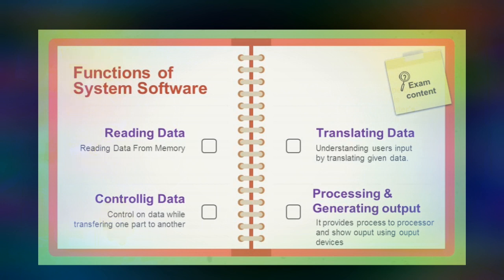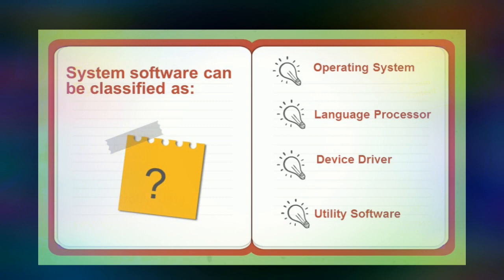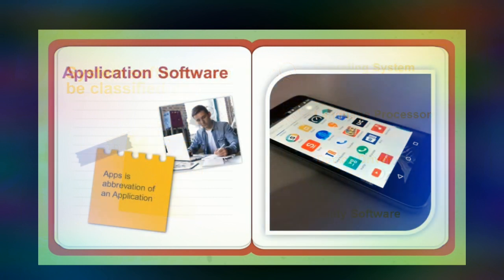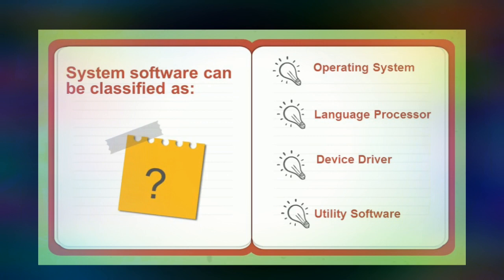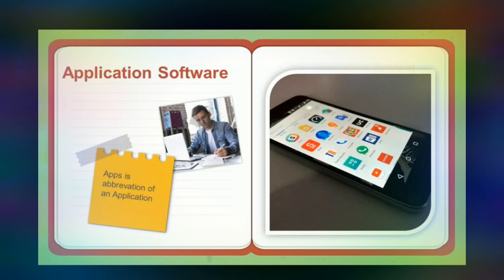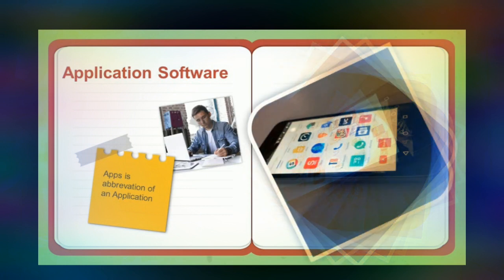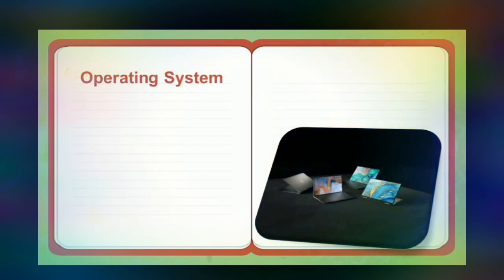Functions of system software: it reads data from memory. Second one, control on data. Third one is translating data from one form to another form. Then processing and generating output. It gives data to the processor. Now system software can be classified as operating system, language processor, device drivers and utility software. Now application software, a lot of apps, you are familiar with these apps. Like WhatsApp, there is another one, YouTube, music players. These are application software which run on an operating system.